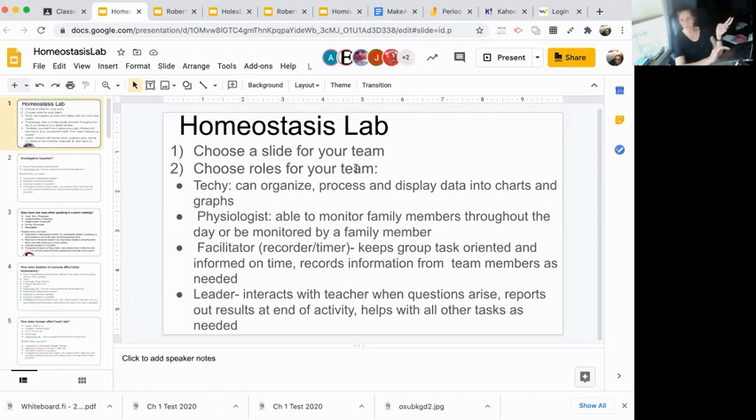So who's going to be your techie? Who is good with graphs and charts and organizing data? Okay. Who's going to be your physiologist? Who is able to actually monitor family members and collect data? Okay. Who has the ability to do that, and the sensors, depending upon whatever it is your group decides their question is. Facilitator is your recorder, your timer, keeps your group task oriented, and records information from your team members as needed. And then your leader is interacting with me if there's any questions or problems, and then reports out.